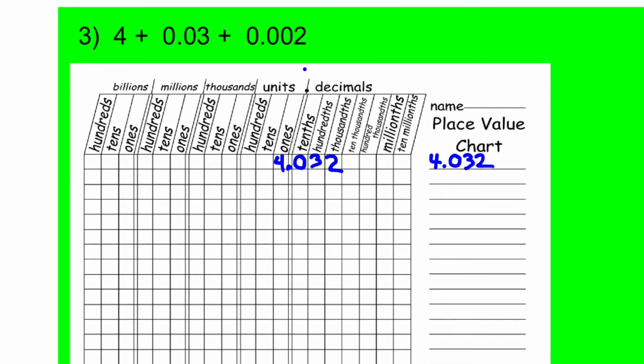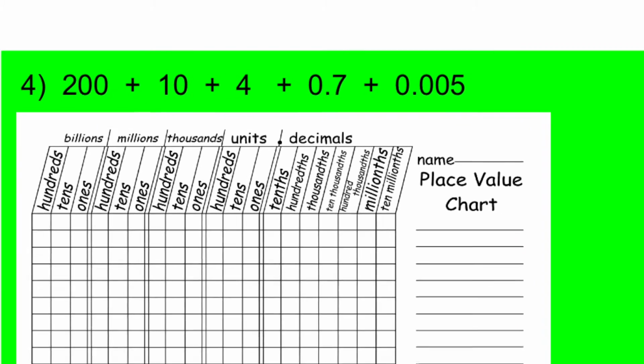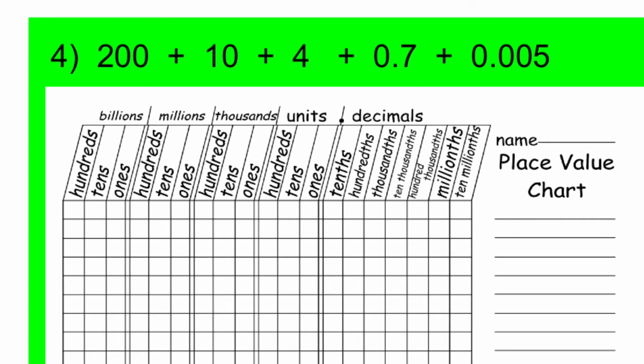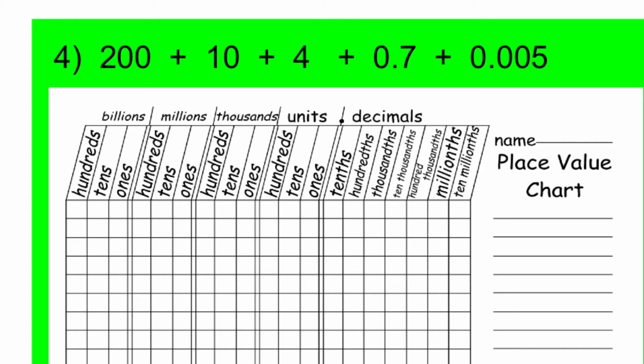Let's look at one more like this. So this one, if we take a look at what we have, look at the whole numbers I have. I have 200 plus 10 plus 4. That's 214. So in my units area, I'll have 214.